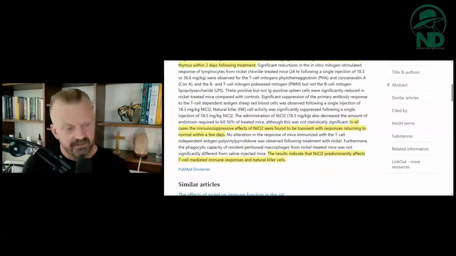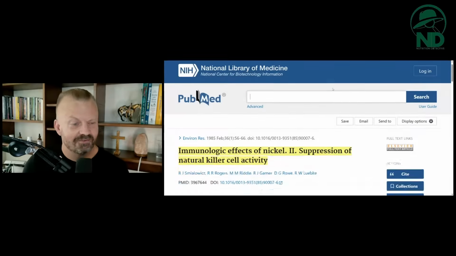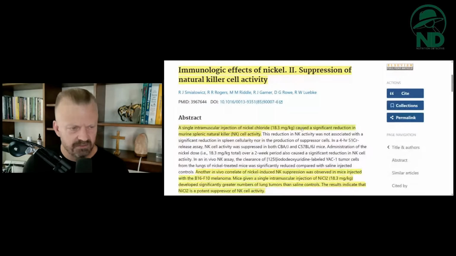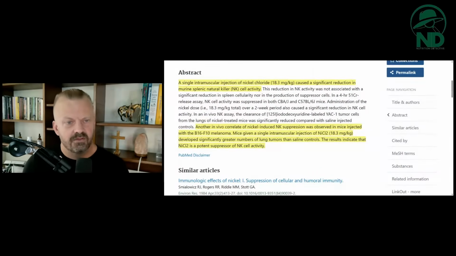Nickel chloride predominantly affects T-cell mediated immune responses and natural killer cells. Okay. You want your natural killer cells and your T-cells. Immunological effects of nickel, number two, suppression. Immunosuppression. Suppression of natural killer cell activity. So I'm not going to spend too much time on this one. I thought this was interesting.